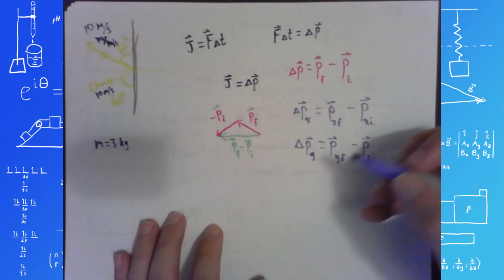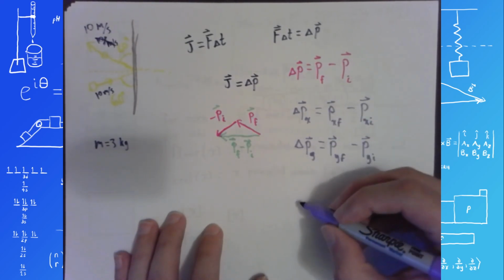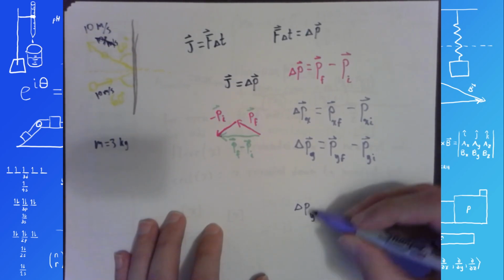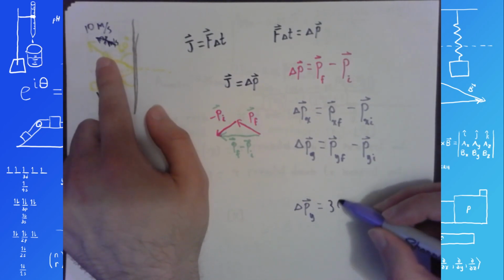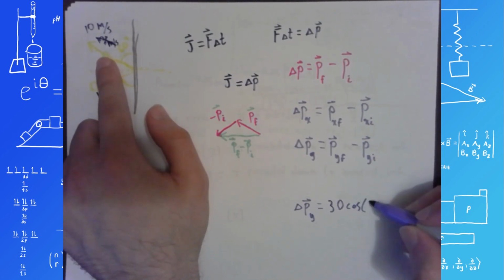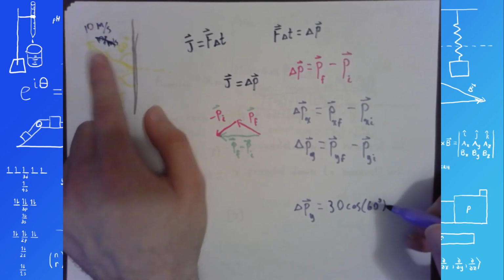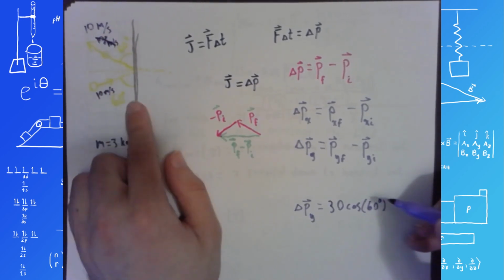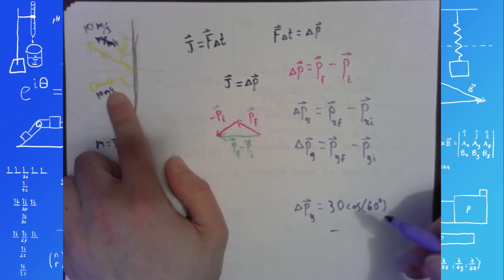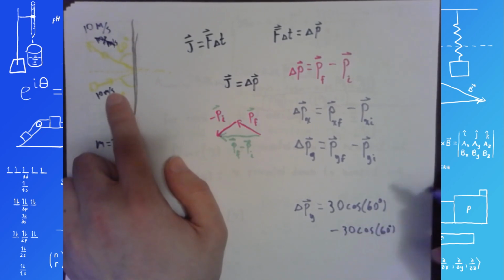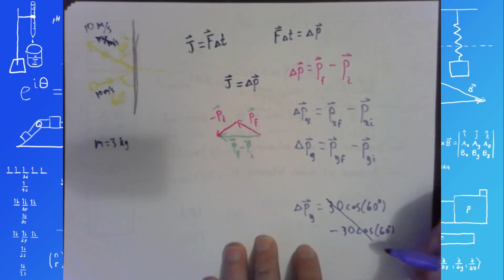So 30 cosine 60, I guess I'm doing the y's first, change in momentum y equals, for momentum final, it would be 30 cosine of 60, and in the upward direction, so positive, minus, for the initial momentum, it would be also 30 cosine of 60, and also upward, so minus positive 30 cosine 60, change in vertical momentum is 0.